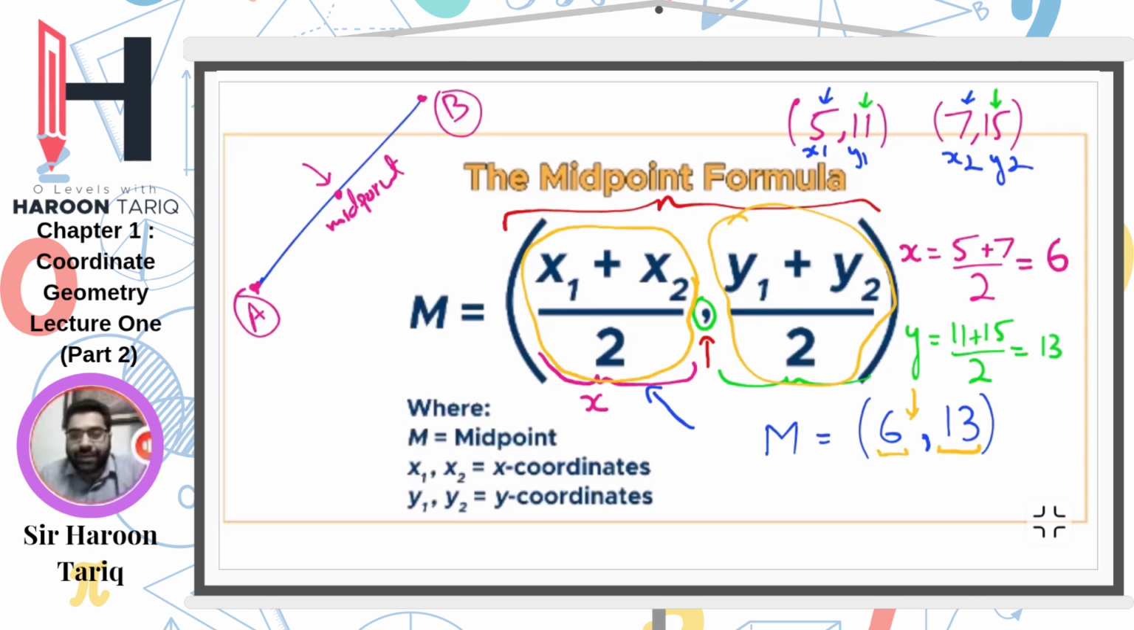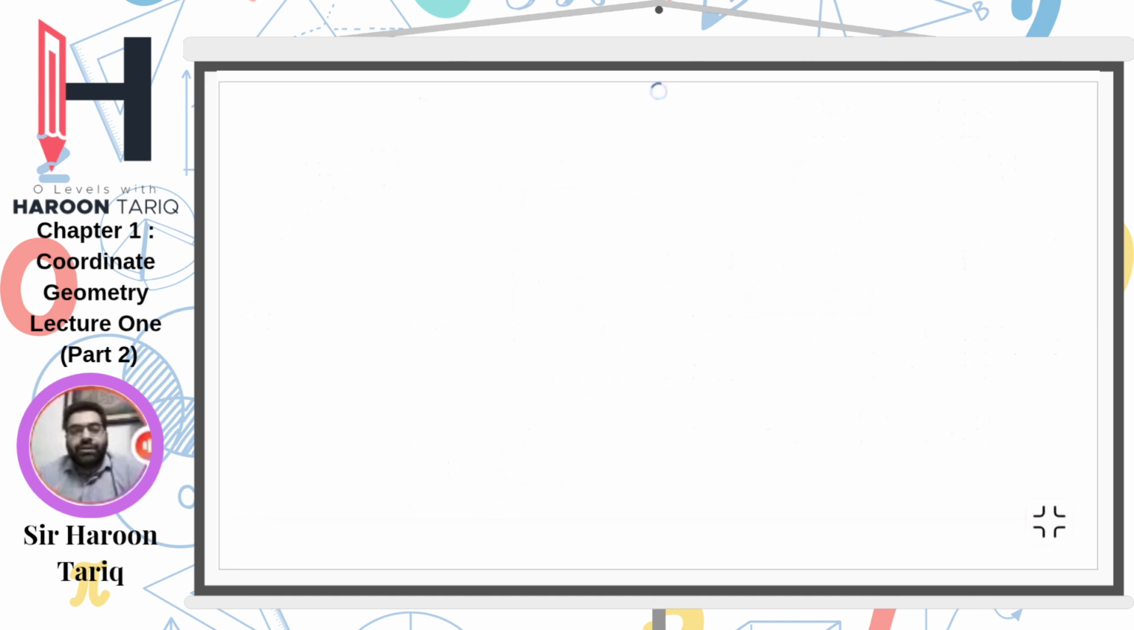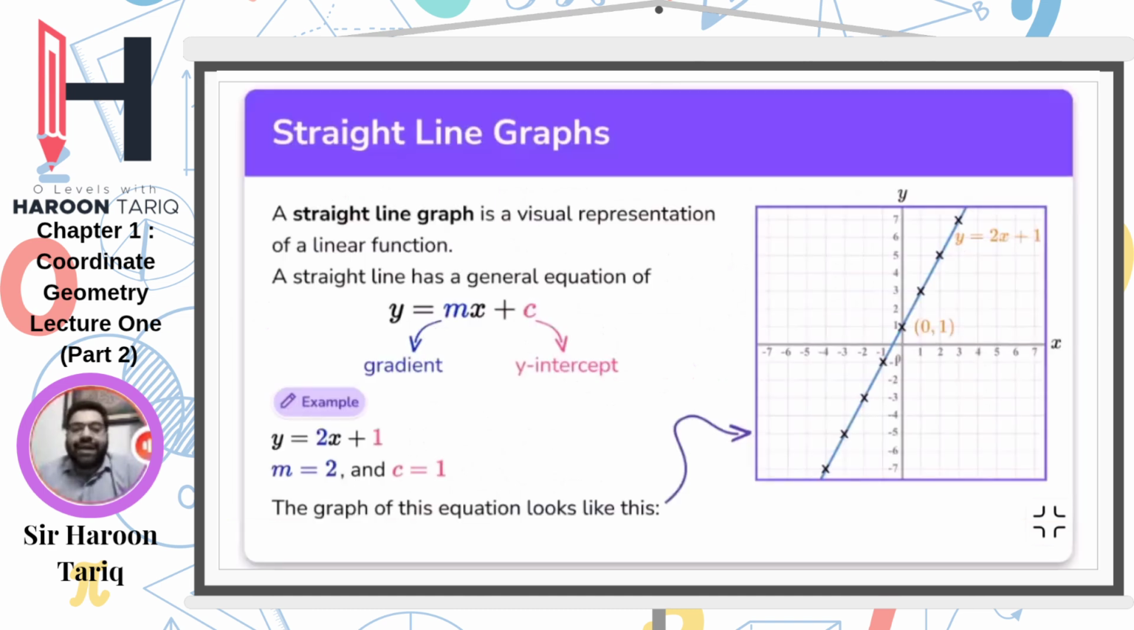Any doubts here? So this is a formula to find the midpoint of a straight line. If there are any doubts, please let me know. So we have done length of a straight line, midpoint of a straight line. Next we have equation of a straight line.